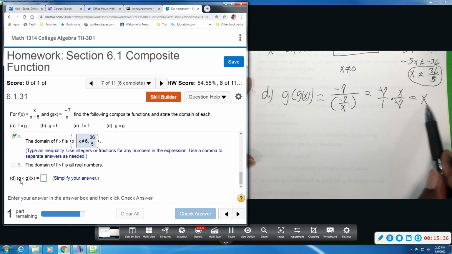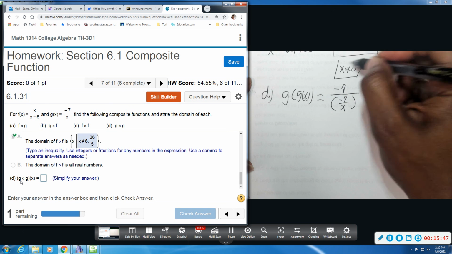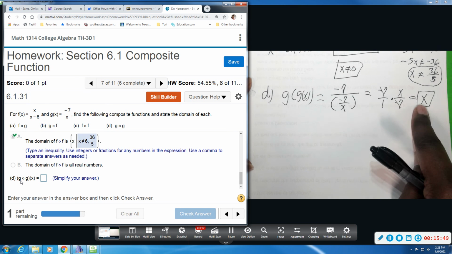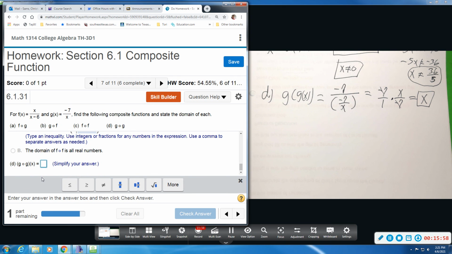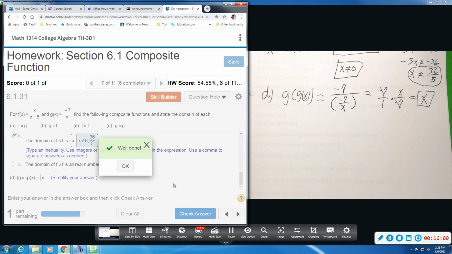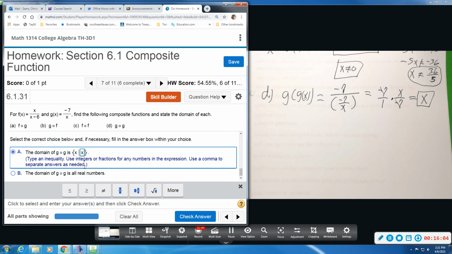In this expression, we will have no restrictions because there's no fractions, square roots, or logarithms. So this part, we don't add any restrictions, but we still have to carry over the original restriction we had before we plugged in, so we still cannot use 0. So this expression is equal to x, and our domain is x cannot be equal to 0.